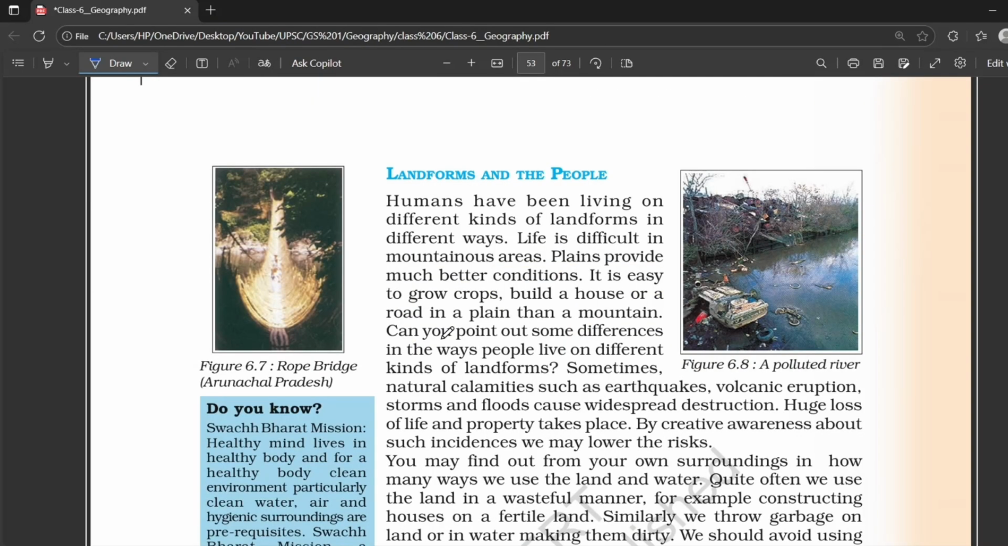And this is the end of unit 3. The next topic is landforms and people, but these points are not very useful, so we will skip that part. We will stop here for today, and I will upload unit 7 in the coming days.